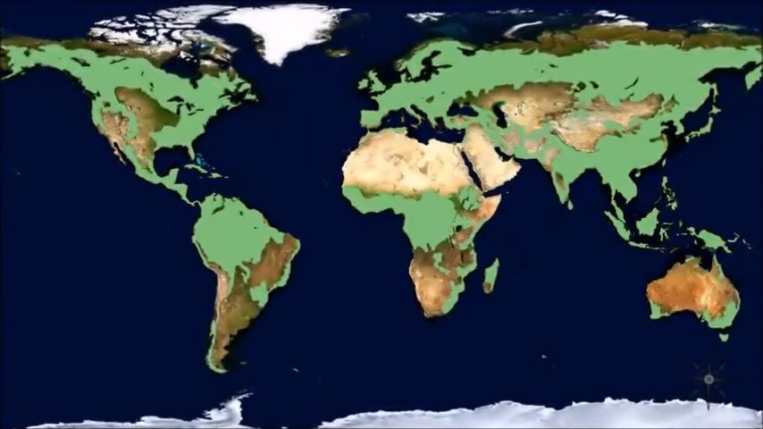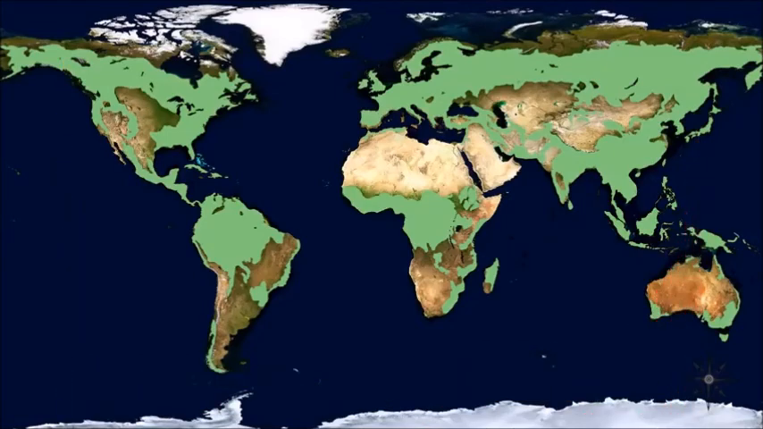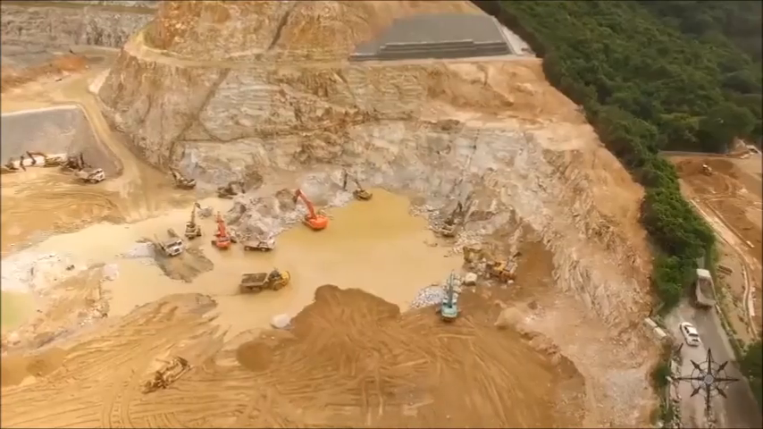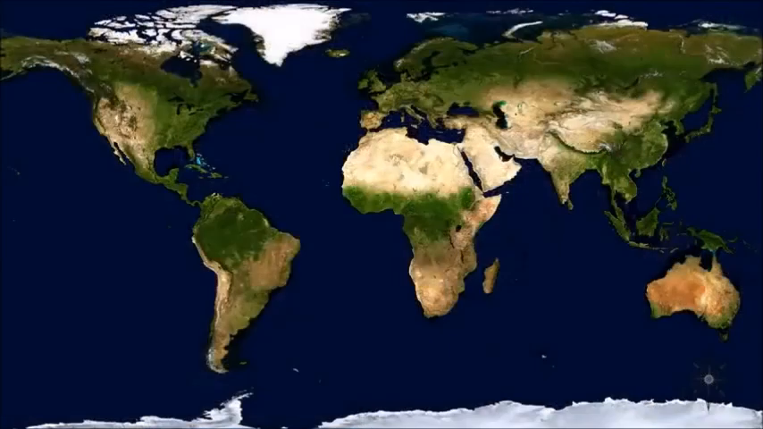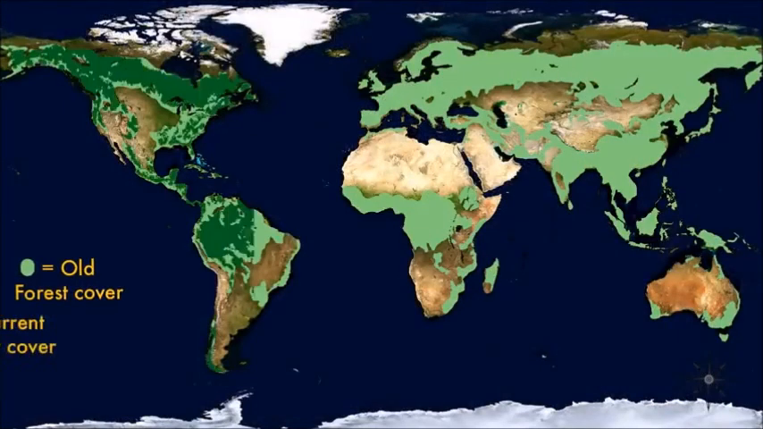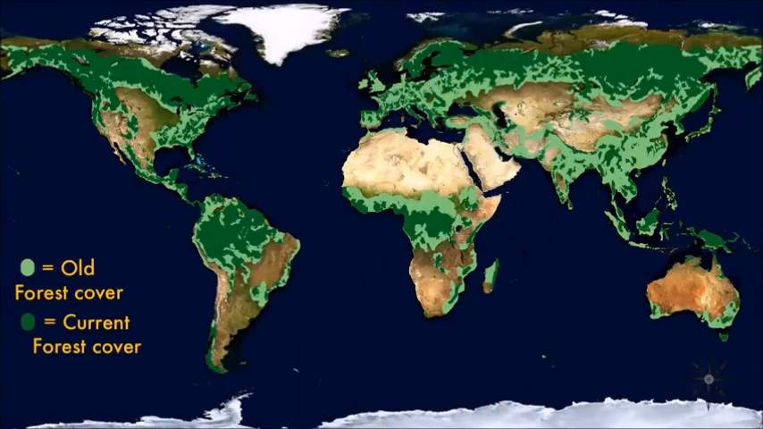But around the year 1850, as the human population exploded and the demand for space and resources skyrocketed, vast portions of the land were cleared for use in agriculture, human habitation, and resource extraction. Of the 60 million square kilometers of forest that covered the Earth not too long ago, only about 30 million square kilometers remain, and every year around 73,000 square kilometers of forest is lost.